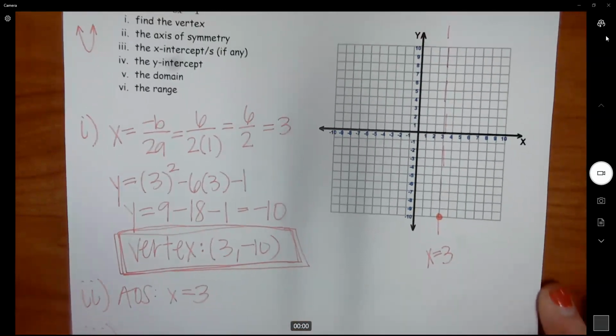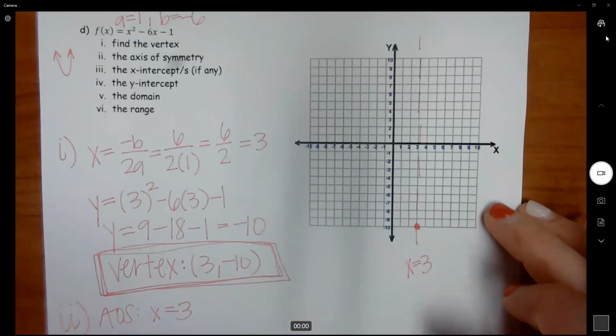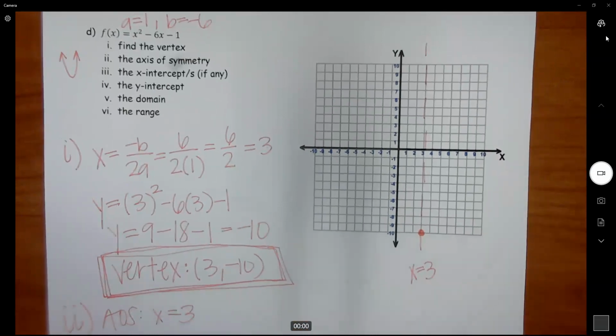Now we need to find our x-intercept. Can you tell me how many x-intercepts we're going to have in this problem?